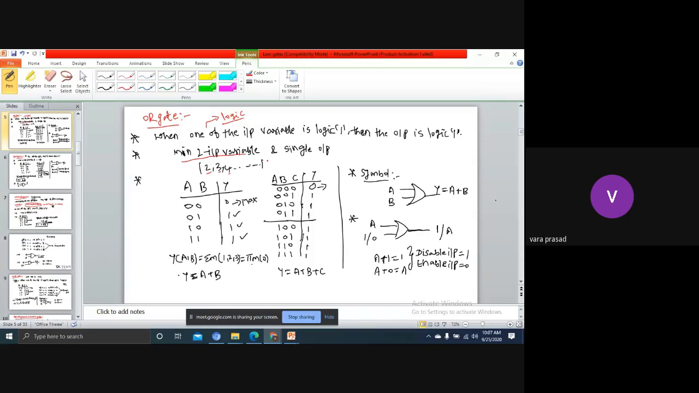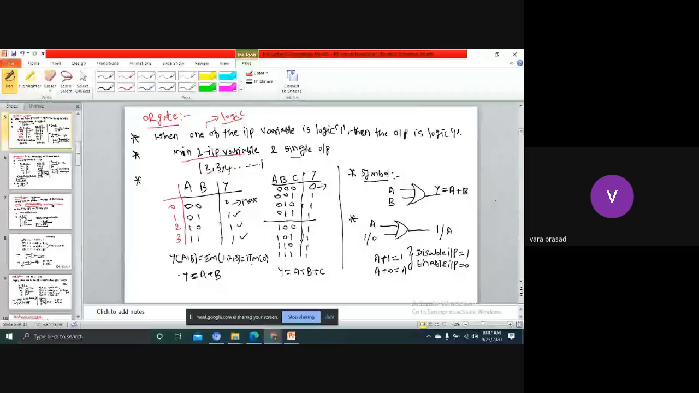I said minimum 2 input variables, and how many outputs? Single output. Now I have written the 2 input variable truth table and the 3 input variable truth table. For a 2 input truth table, we get 4 combinations, from 0, 1, 2, 3: 00, 01, 10, 11.